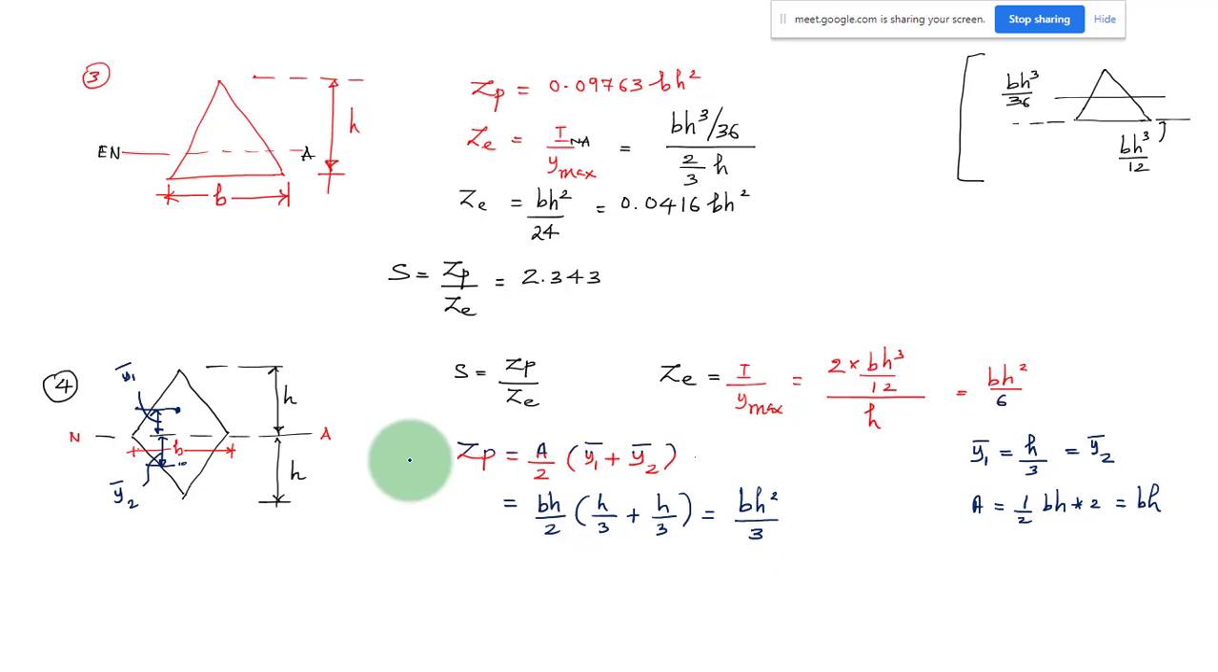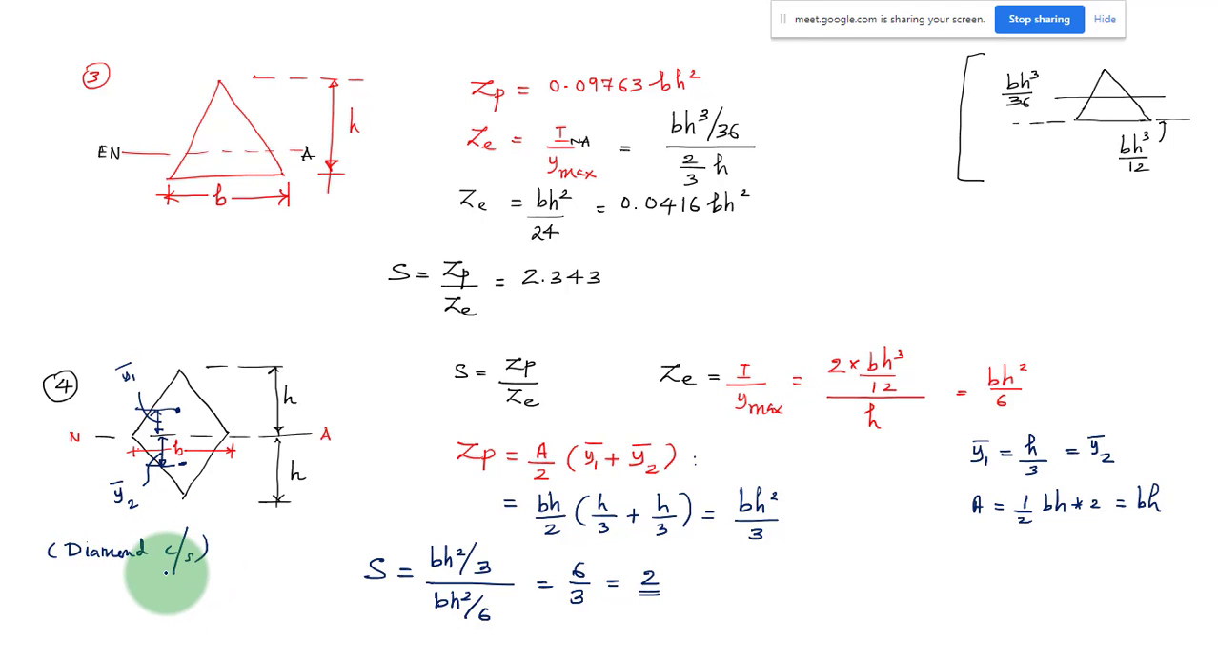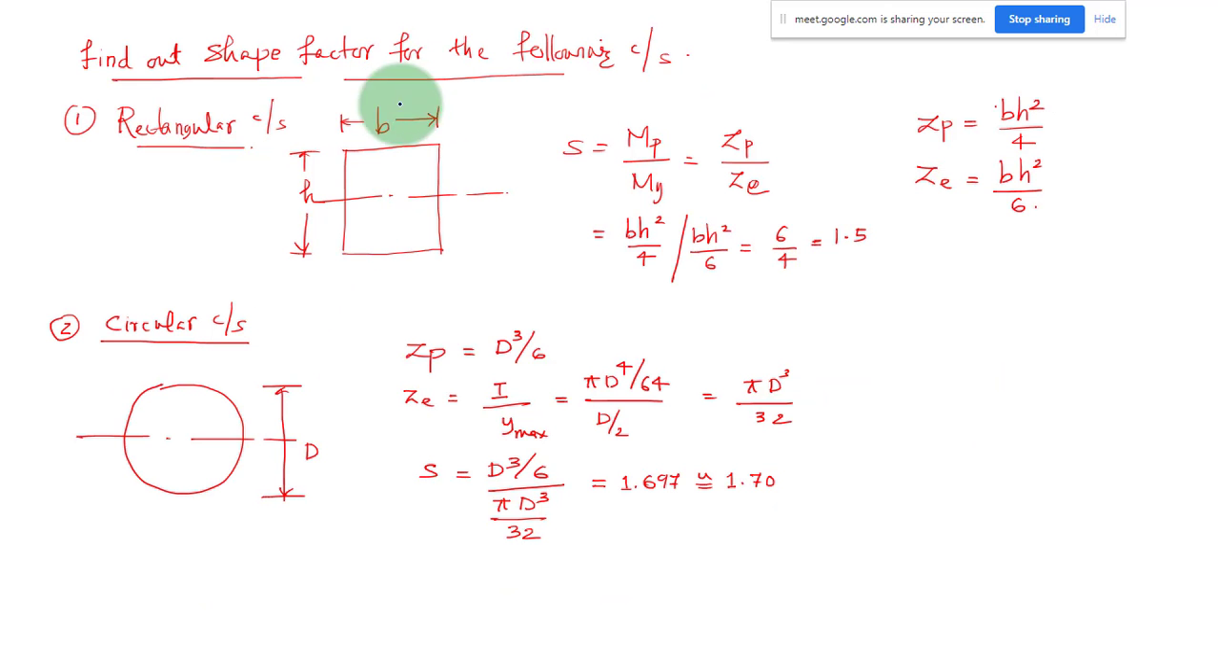3. So now we can take the shape factor, which is equal to Zp, bh square by 3, divided by Zd, bh square by 6, which is equal to 6 by 3, equal to 2. Okay, that is for a diagonal, what you will call a diamond section maybe. So for this cross section it is 2, and if you keep it in the rectangular or square form, it will have 1.5 actually.